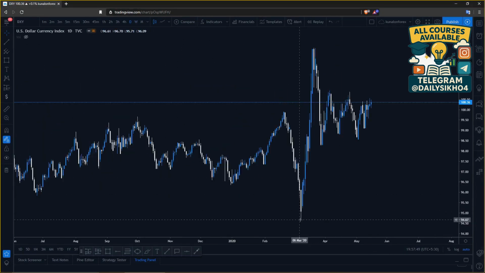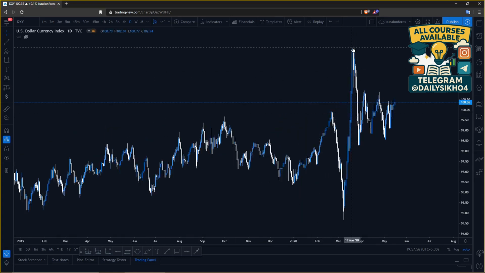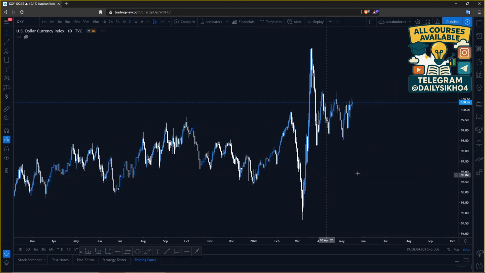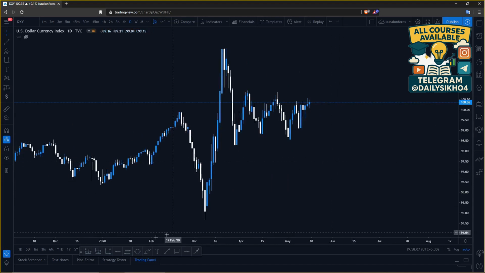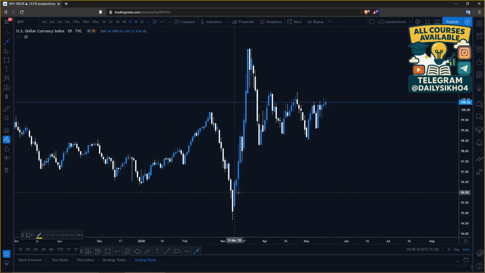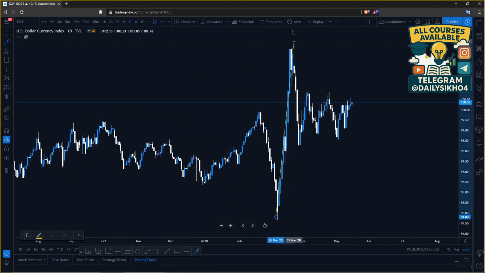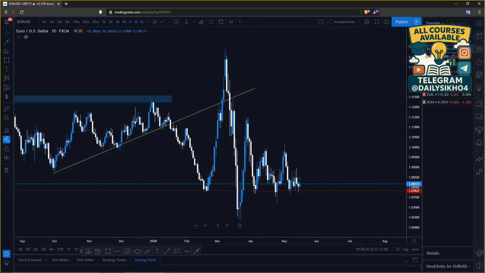See this point, this is 9th of March and this is 19th and 20th of Feb. That's what we talked about in the previous Euro USD. This is 19th of March, this is 9th of March, and this is 19th of Feb. So basically what happened on EU, the same happened over here, exactly the same, but in an inverse way. So as DXY has this higher high, if you look at Euro USD, this has a lower low.